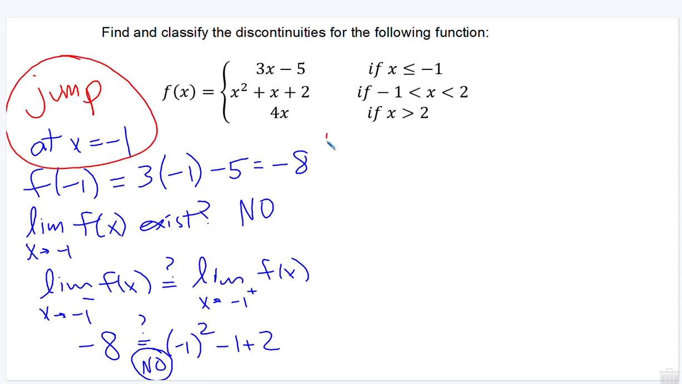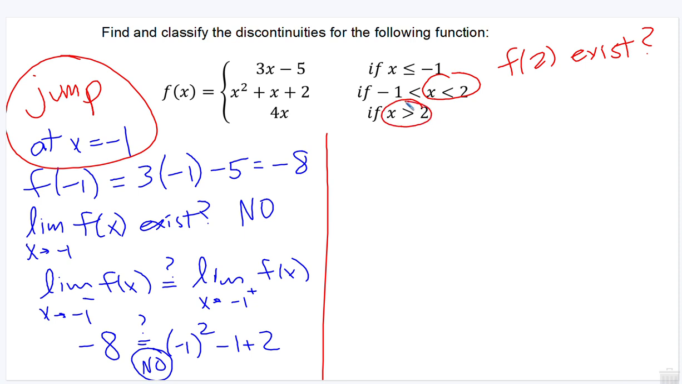Okay. Now let's go in and take a look at what's happening at x equals 2. So the first thing we'll ask ourselves is, does f of 2 exist? And immediately we'll look at it and say, well, this one says x less than 2. This one says x greater than 2. Nothing in there says what happens when x is 2. So we will know right off the bat that f of 2 does not exist. This function is not continuous at 2. It has some type of discontinuity there.